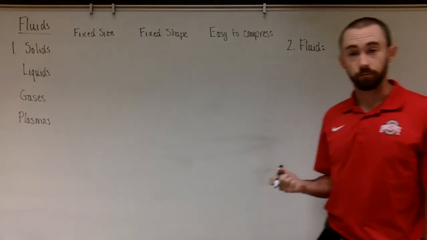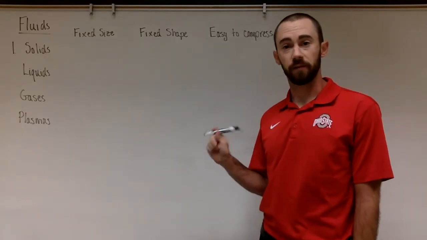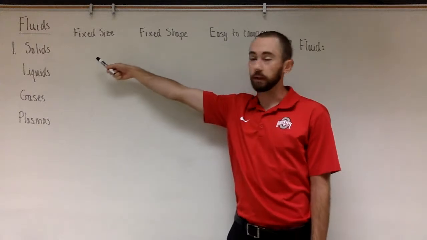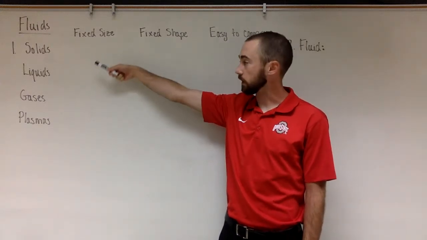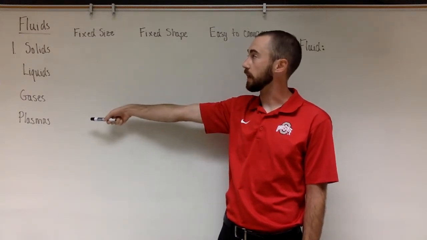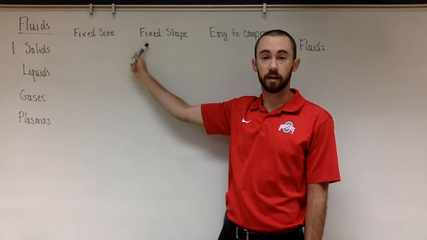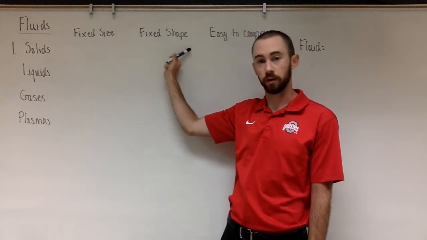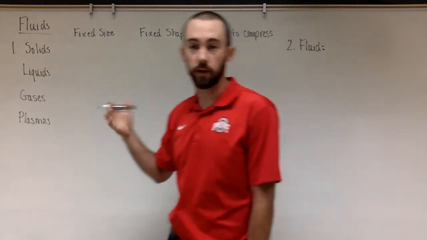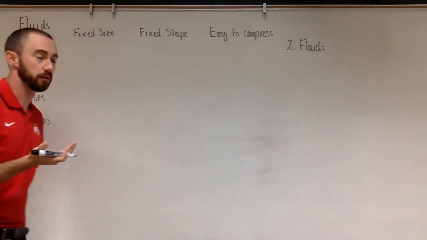Cool beans, let's get started. So you guys are gonna go ahead and fill out a chart that looks like this one here for number one. We've got solids, liquids, gases, and plasmas, and then fixed size, fixed shape, and then easy to compress. So what we're gonna do here is fill out the chart based on what each of them can do.